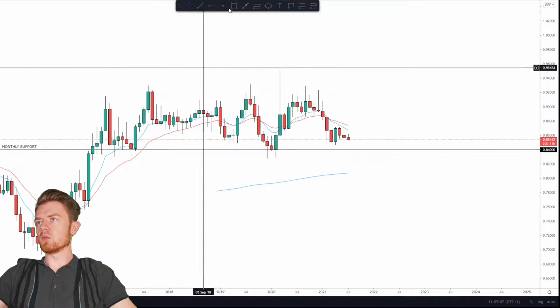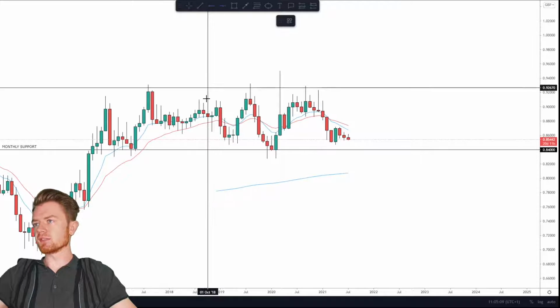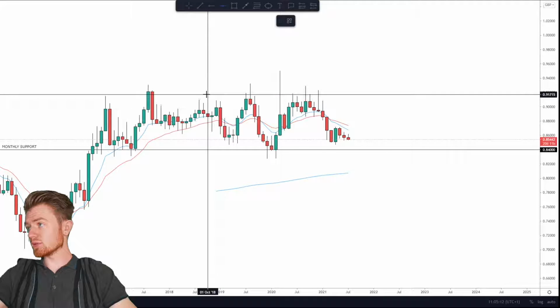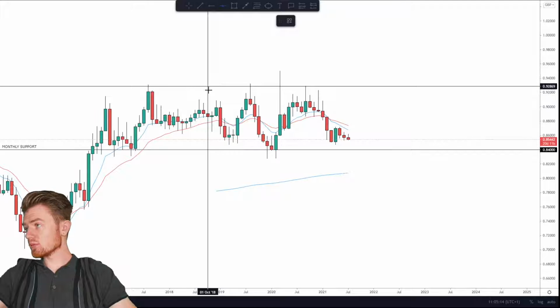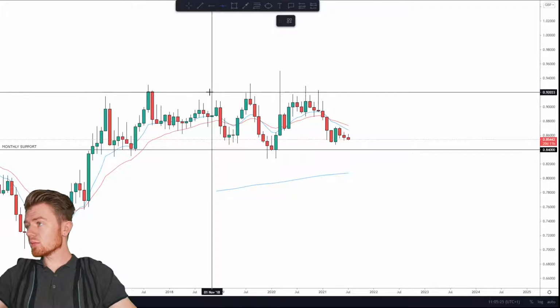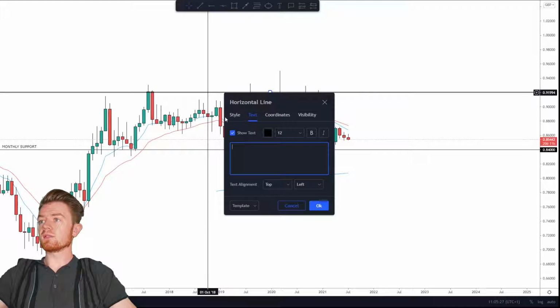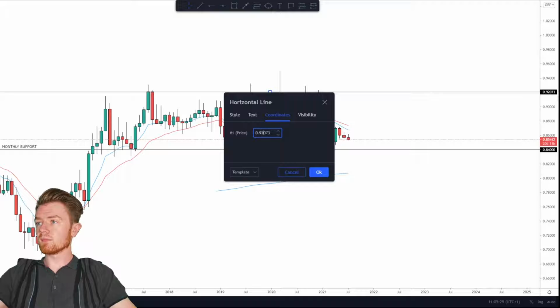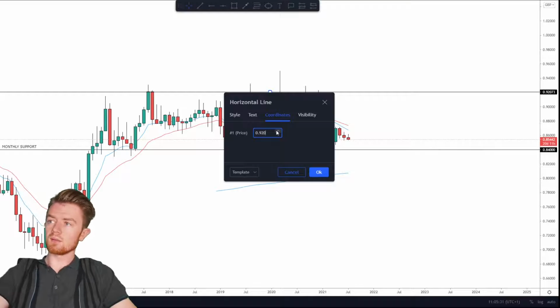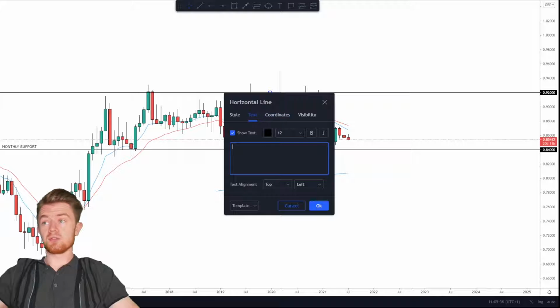And then as for the monthly resistance, we're going to use this here, 0.9200, and that's going to be monthly resistance.